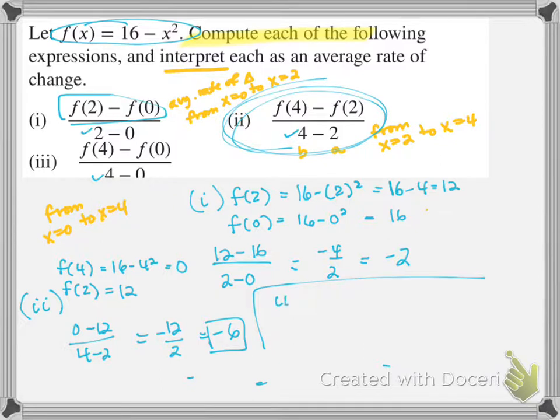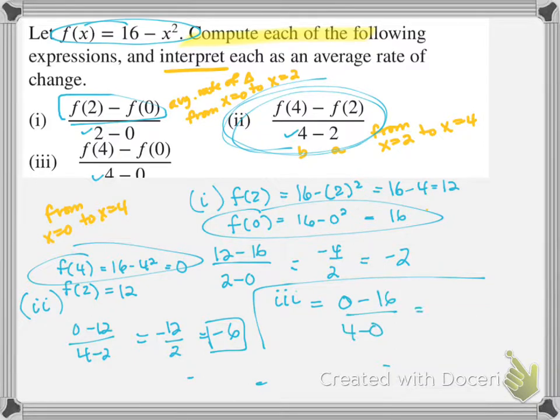And then part 3, we'll do average rate of change from 0 to 4. So we already have the function value evaluated at 4. We found that to be 0. The function value evaluated at 0 was 16, so 0 minus 16 over 4 minus 0. You get negative 16 over 4, so that's negative 4 for your average rate of change. So again, it's about being able to interpret the fact that it's from A to B, and then being able to plug in the function values and calculate that average rate of change.